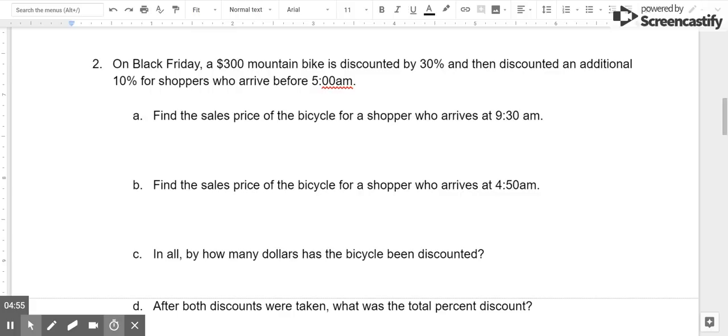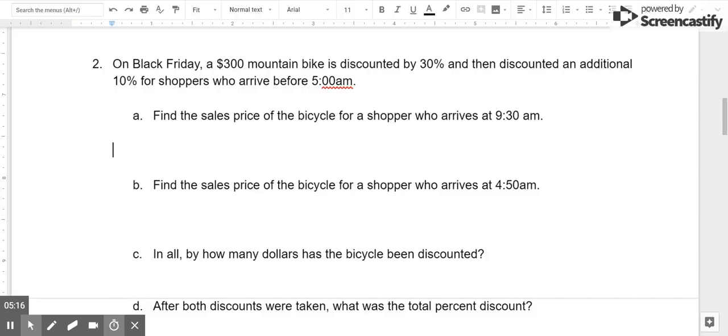These two percentages, we cannot just add them. We cannot take 30% plus 10% because we are talking about two different wholes. So we need to do two different calculations here to answer these questions. A says, find the sales price of the bicycle for a shopper who arrives at 9:30 a.m. So the 10% does not apply.